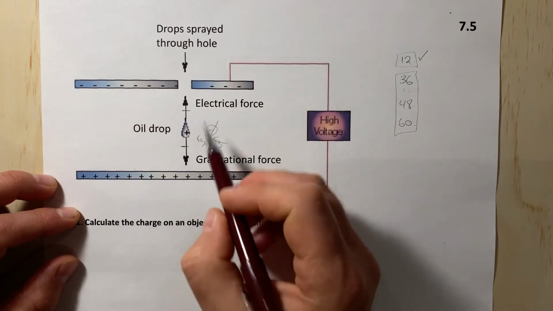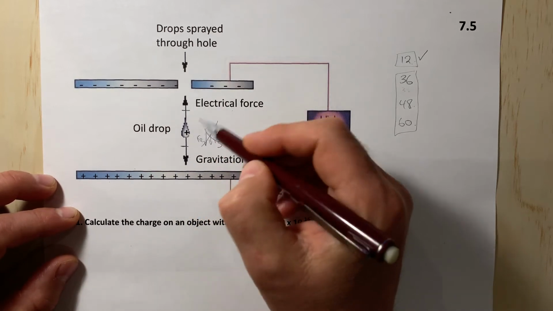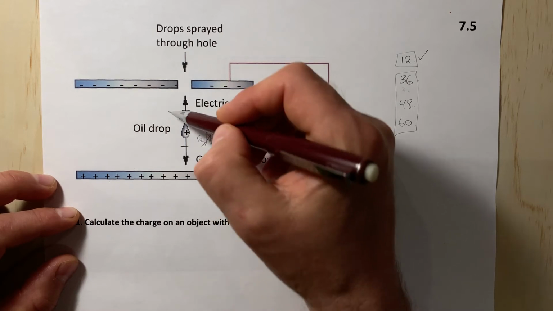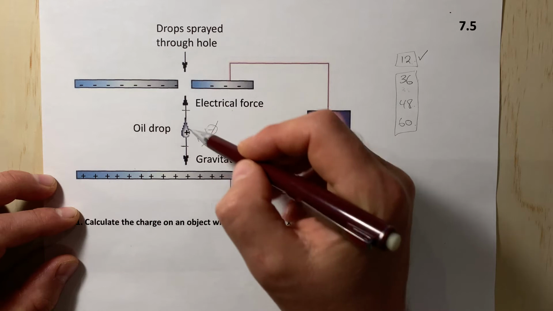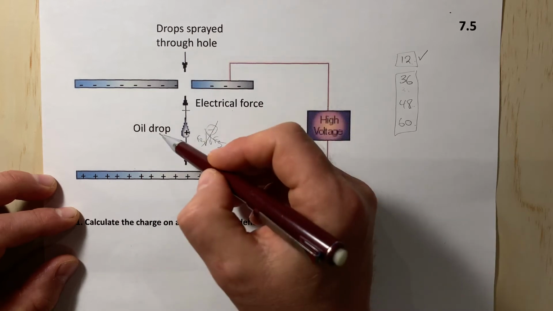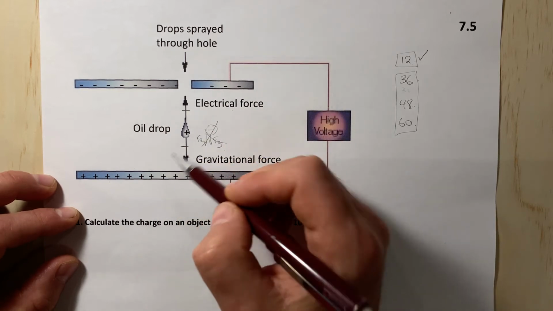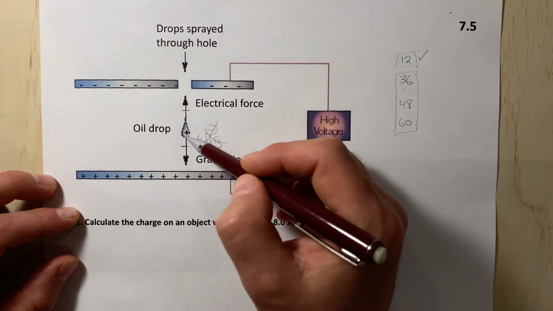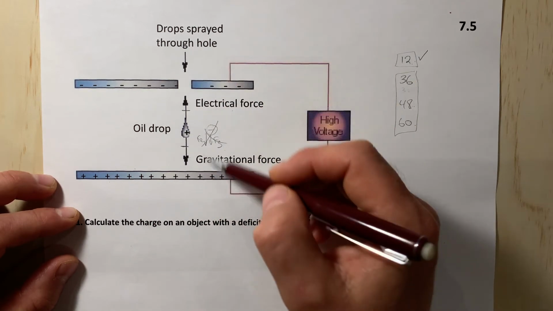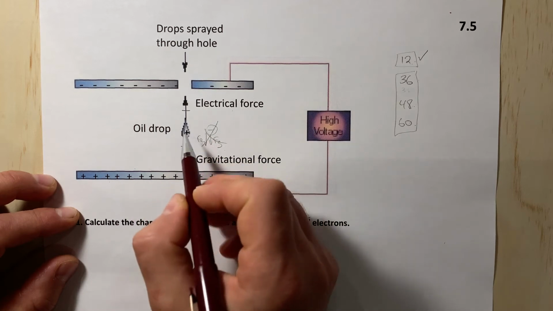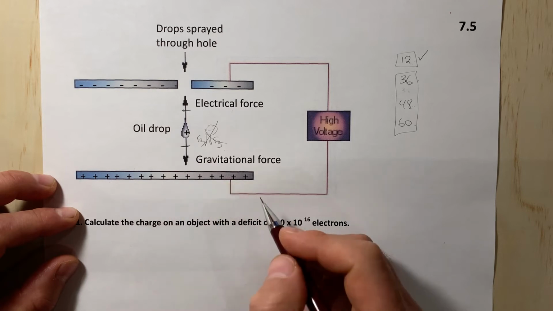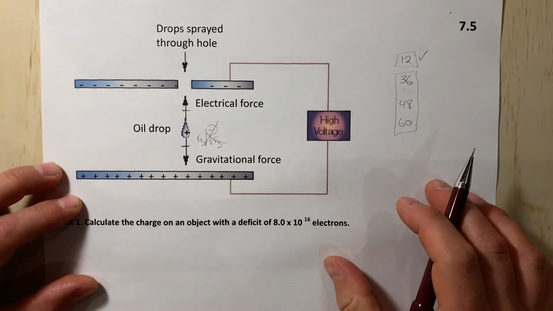When he does this, some of the positively charged oil drops may have an electric force that's too big. They may go up and splatter on the top. Some of them may have a force of gravity that's too big. They fall down and splatter on the bottom. He doesn't care about those. So he randomly gets these charged oil drops. Some splatter on the top, some splatter on the bottom. It's the ones that levitate right in the middle, because those forces are balanced, that he looks at. Those are the ones that he cares about.